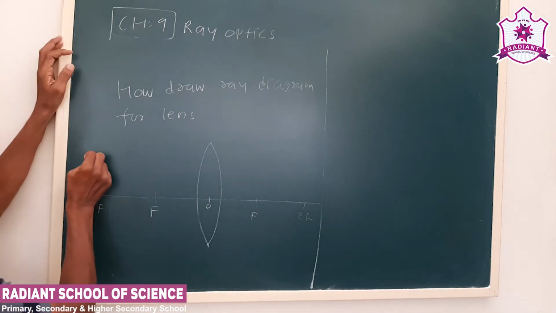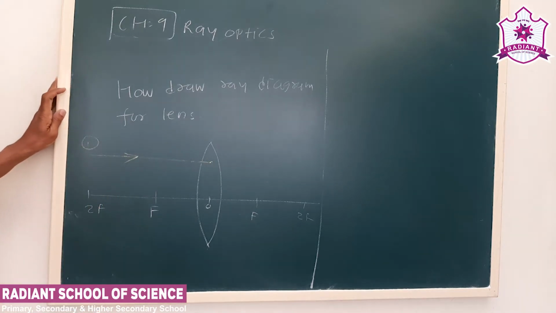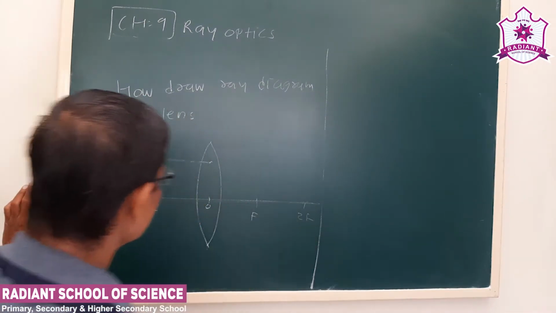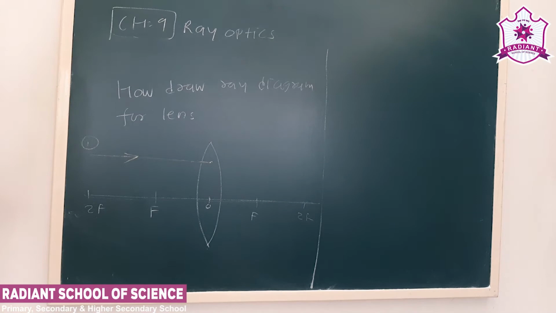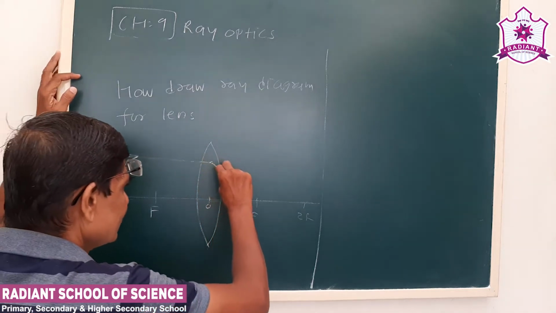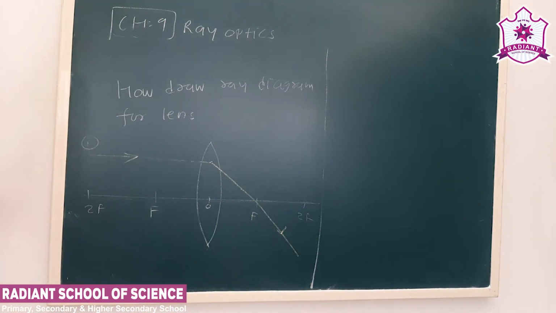Now see, the first condition is for paraxial rays parallel to the principal axis. The line passing through the optical center of the lens is the principal axis for the lens. The first ray is parallel to the principal axis, and after refraction it will pass through F. This is the first condition to draw a ray diagram.